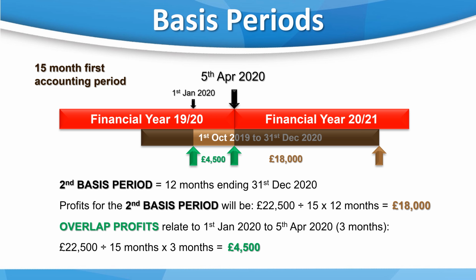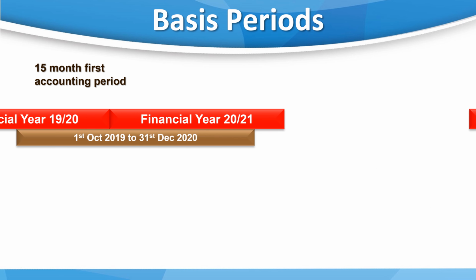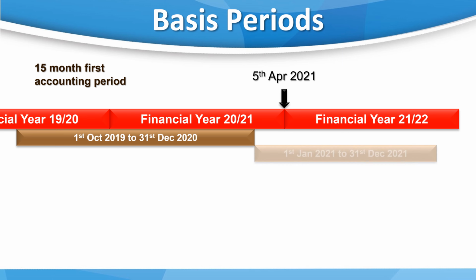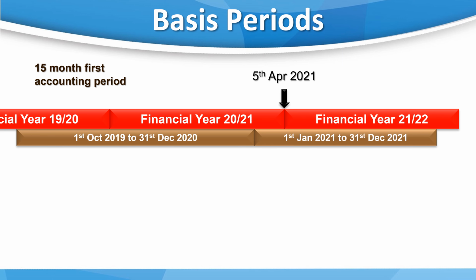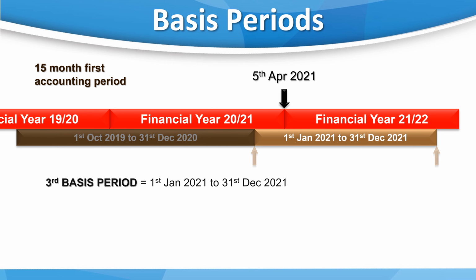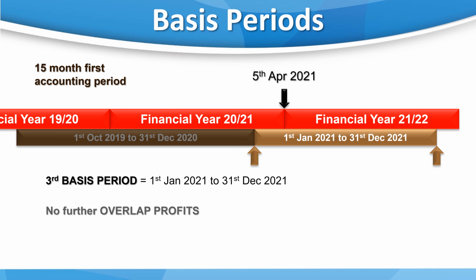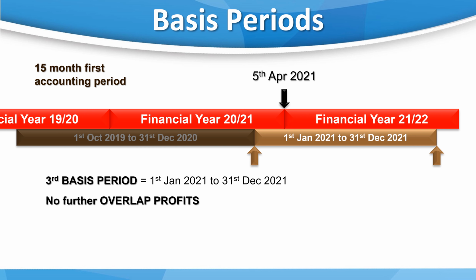Now let's move on to the next financial year. The next set of accounts should be for a 12-month period. We can see that this period ends in the next financial year, so we'll use this accounting period for the third basis period. And there won't be any further overlap profits as none of this accounting period has been taxed before.